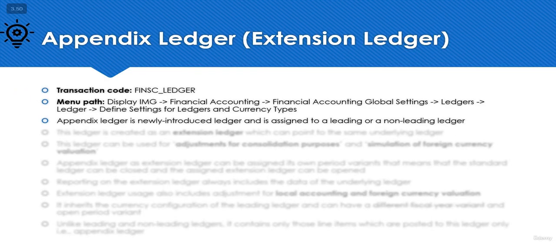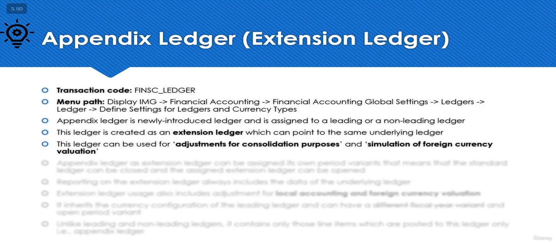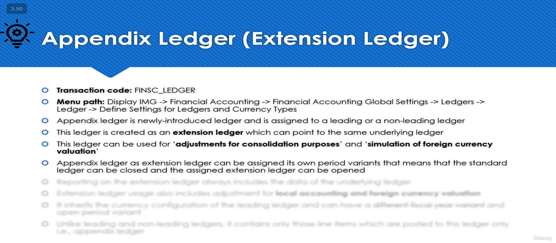It is a newly introduced ledger and is assigned to a living or non-living ledger. The ledger is created as an extension ledger, which can point to the same underlying ledger. This ledger can be useful for adjustments, for consolidation purposes, and simulation of foreign currency valuation. An appendix ledger as an extension ledger can be assigned its own variants. That means that the standard ledger can be closed and the assigned extension ledger can be opened.